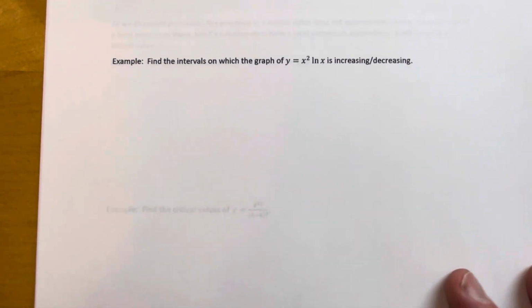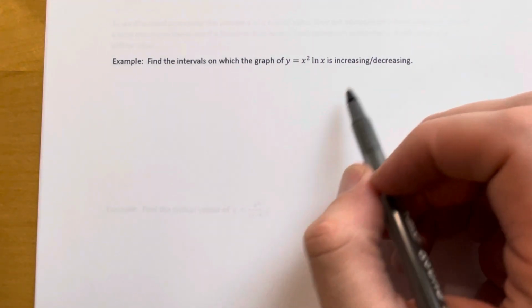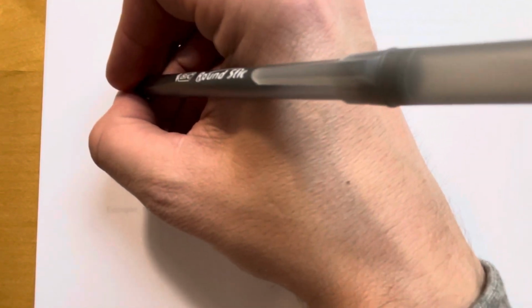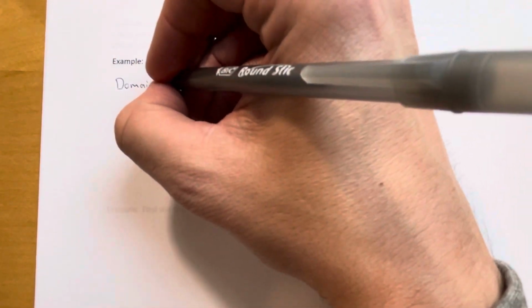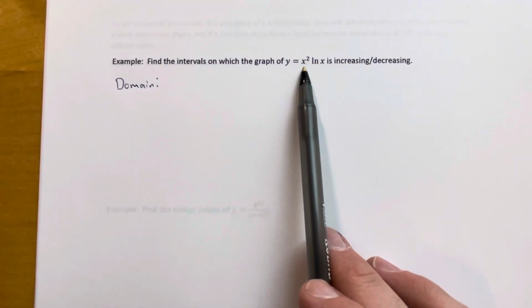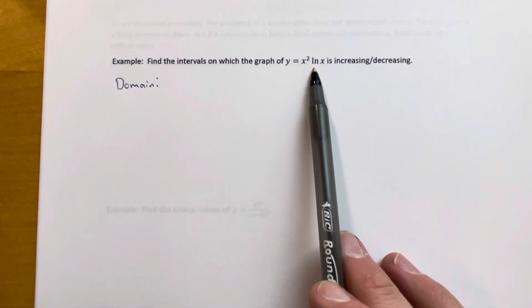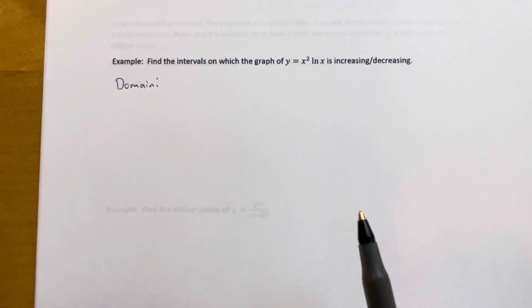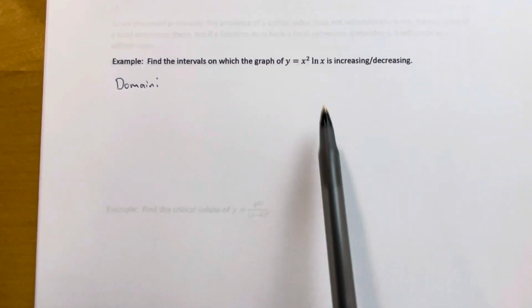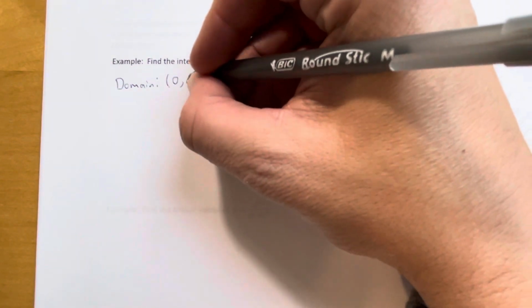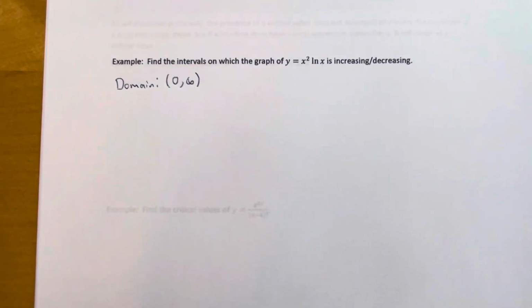Let's try another example. Same idea, different function. So I have y equals x squared times the natural log of x. I want to determine where it's increasing or decreasing. First, determine the domain. Okay, so this is a product of two functions, a polynomial x squared, whose domain is all real numbers, and the natural log function, whose domain is all positive real numbers. That's the only place where I have a domain restriction. So the domain here is 0 to infinity. It's the positive real numbers.